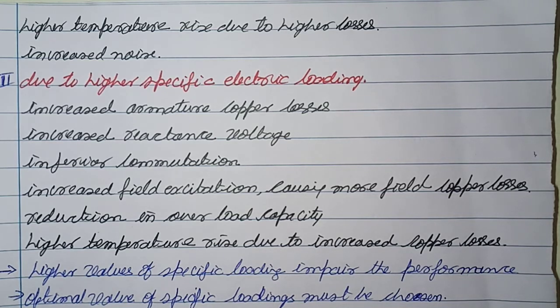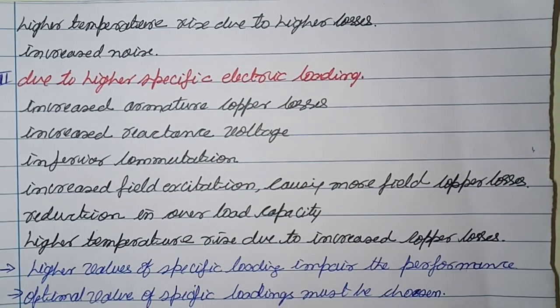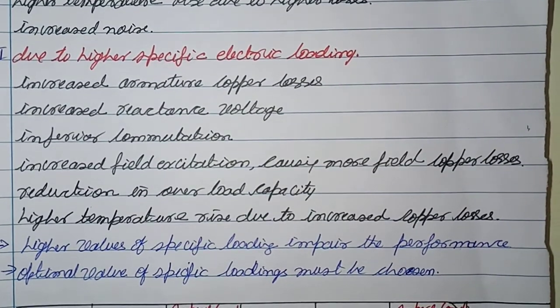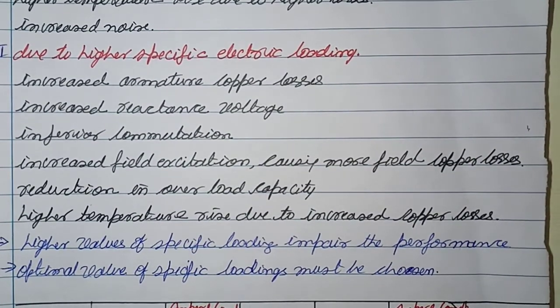The next disadvantage is the higher temperature rise due to higher losses. As we said, losses are more, and these losses are in terms of heat, so the temperature rise will also be high. And then increased noise. So these are the disadvantages that we have when we are going for higher specific magnetic loading.